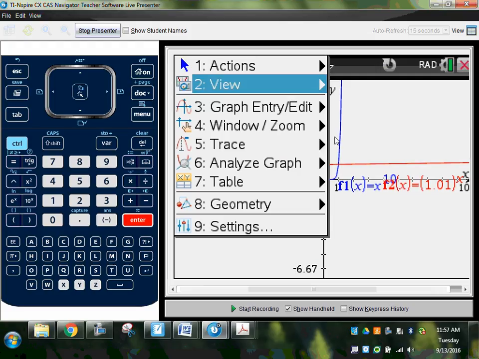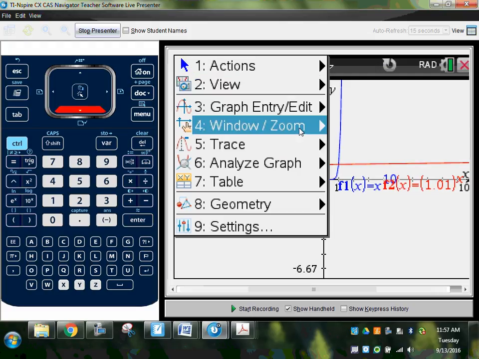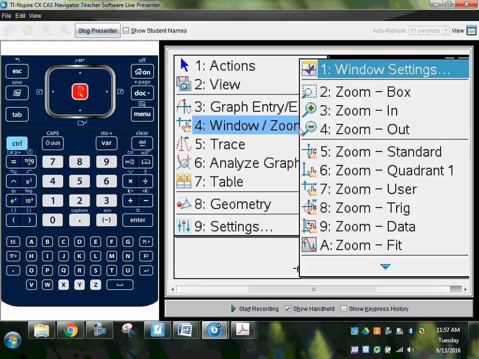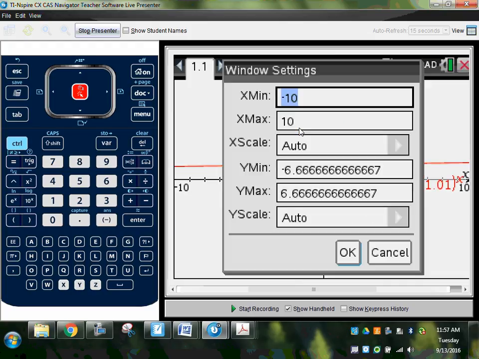Let's go in our window here so we can find out. Now let's change it up. We're going to go to Window Settings. Now, we're only going out to 10 and to negative 10. Where is this third intersection going to happen? Is it going to happen as I go out to positive infinity or negative infinity? Positive.